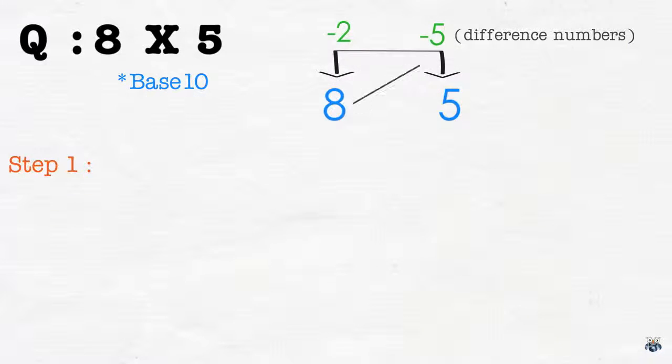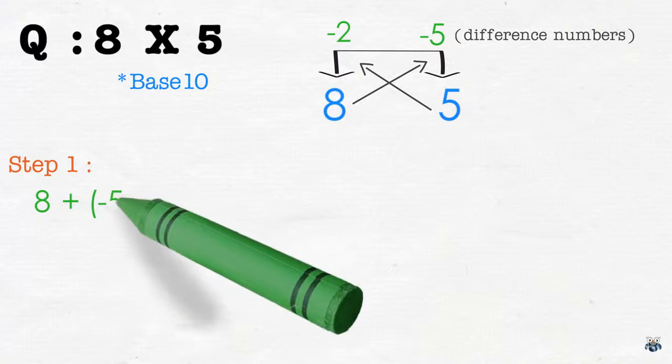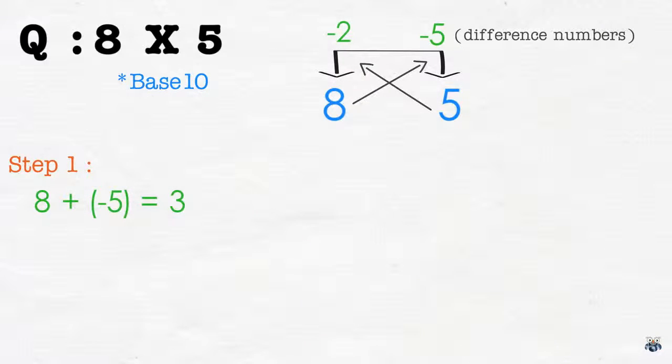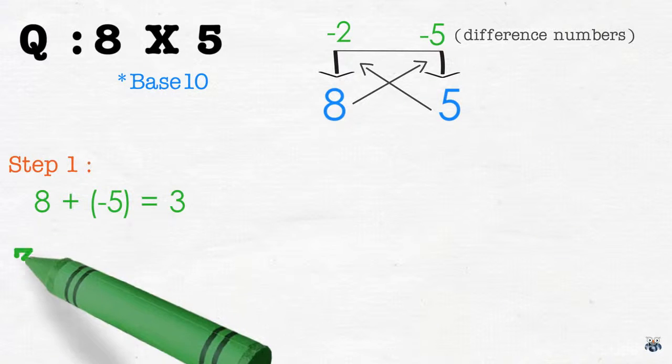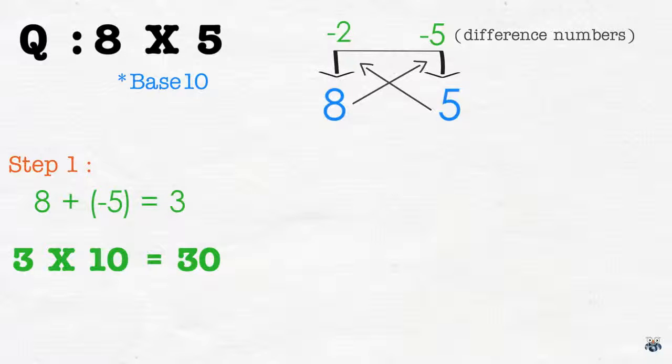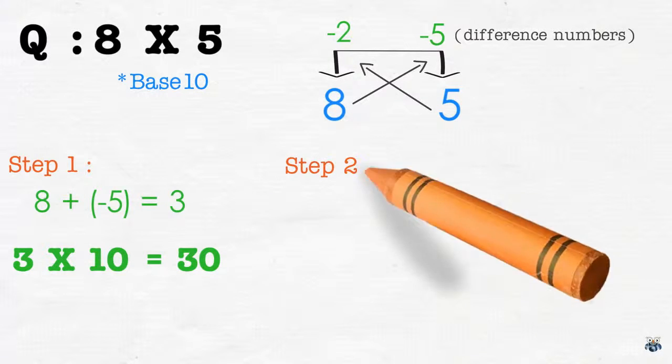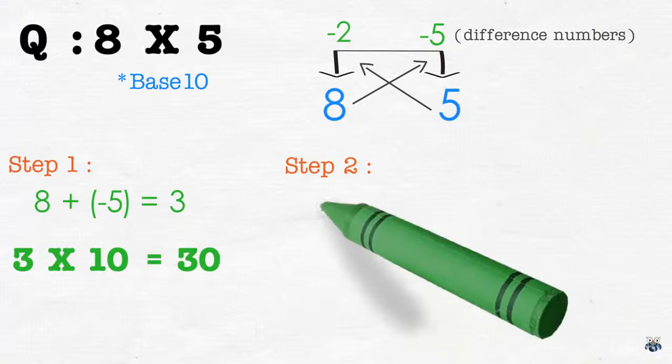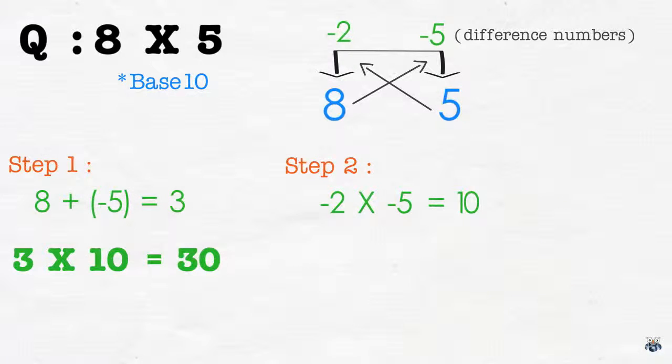We then add the first number and second difference number or the second number and first difference number. It does not matter since both will give us the same answer. I'll choose the first option. 8 plus -5 is 3. Now our base is 10, so we will multiply this result with our base. 3 times 10 is 30. We then multiply the difference numbers. -2 times -5 is 10.